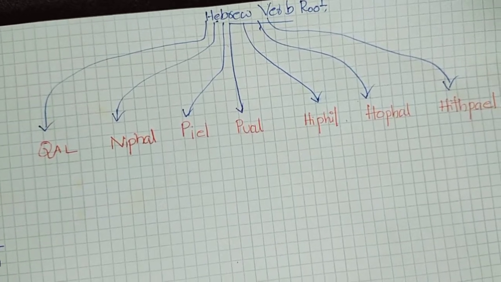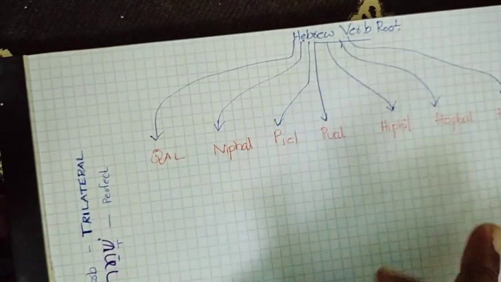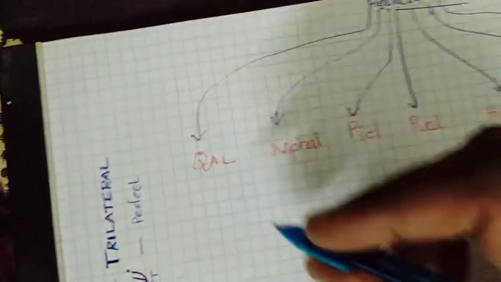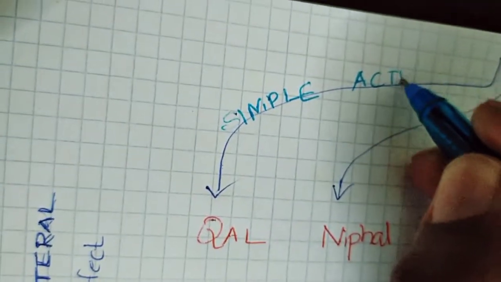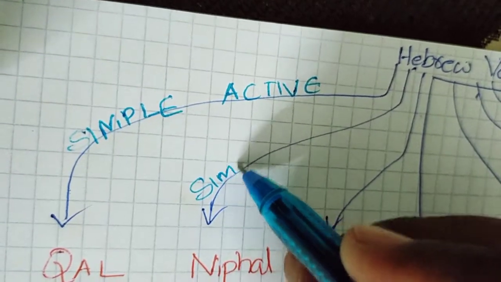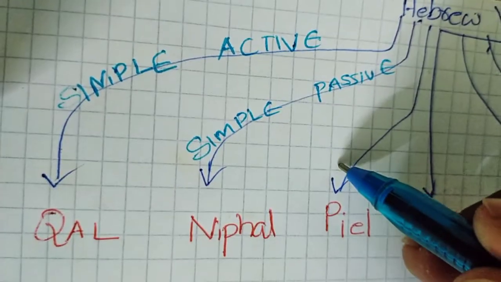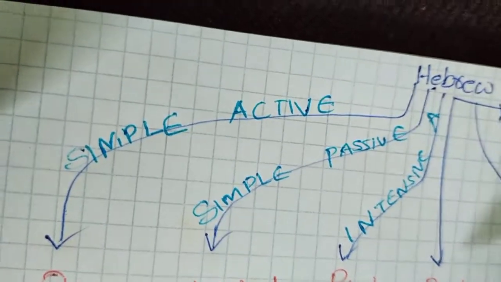These are the seven Hebrew root verbs, and they also have active and passive senses. The tense also comes as simple active. First one, Kal form, is simple active. Niphal form is simple passive. Next one, Piel, is intensive active.